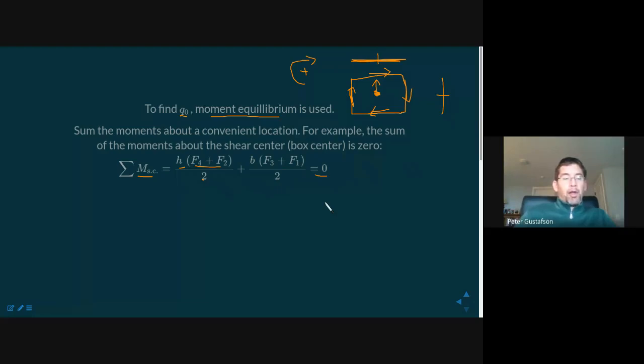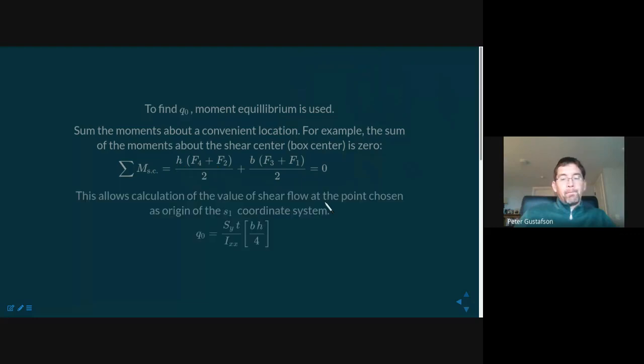Now this ends up being a plug and chug exercise again. And when we do that exercise, we end up being able to calculate the value of Q0 from it. The magnitude of Q0 is Sy t over Ixx times bh over 4. And remember, this is the magnitude of the shear flow here at this corner where we started our first coordinate system.